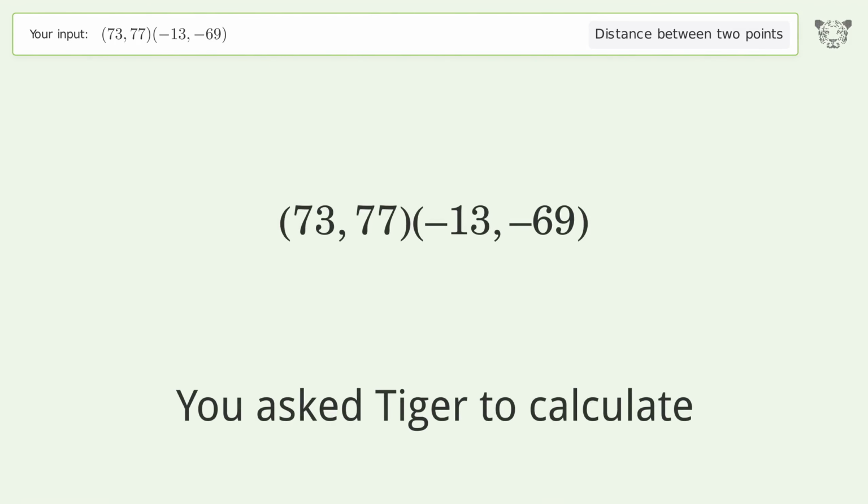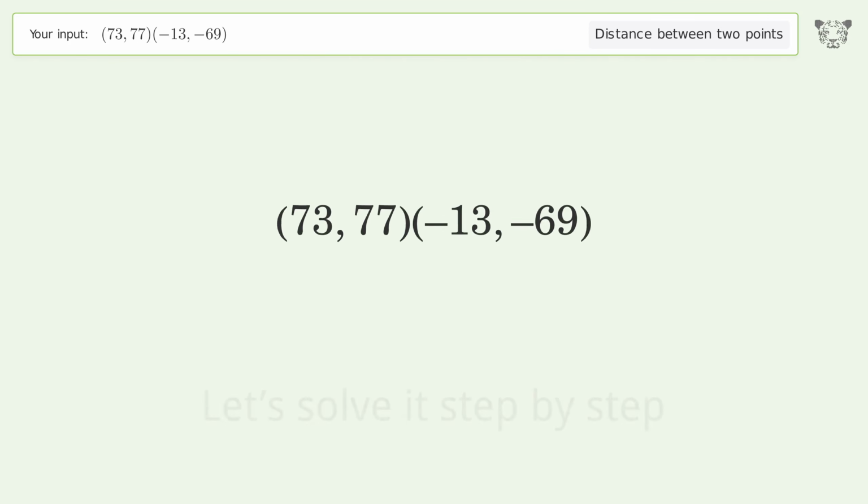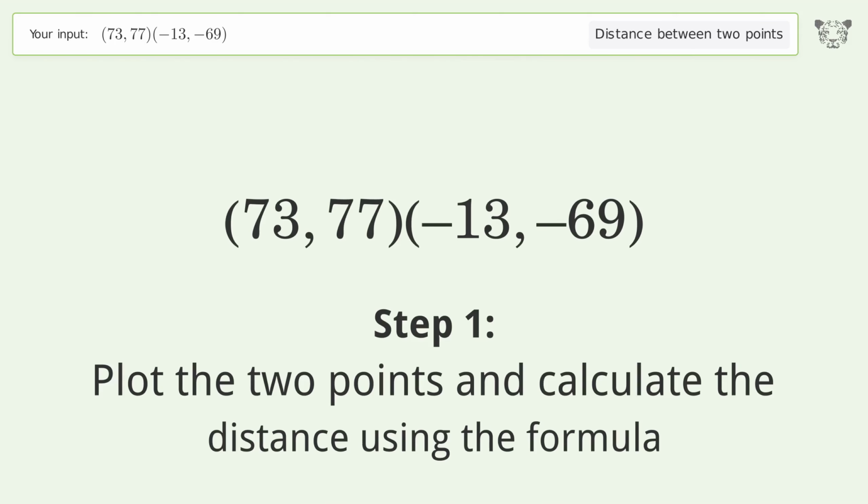You ask Tiger to calculate. This deals with the distance between 2 points. The distance between the 2 points is the square root of 28,712 or 169.446. Let's solve it step by step. Plot the 2 points and calculate the distance using the formula.